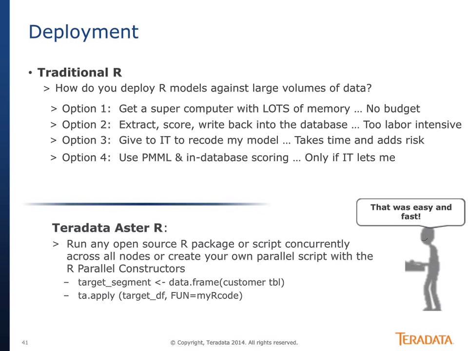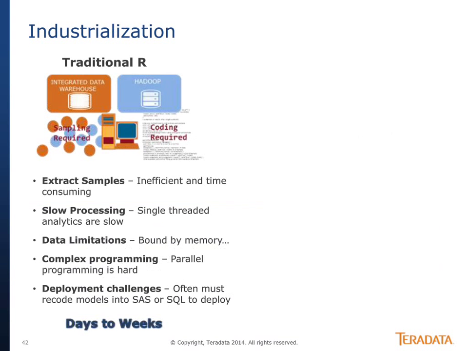Last, when it comes to industrialization, just using traditional R out of the box, you're going to be stuck working with samples. The processing is going to be slower with the single threads. You're bound by not only memory constraints, but hard, complex parallel programming, and often then having to recode the models into another language to deploy.